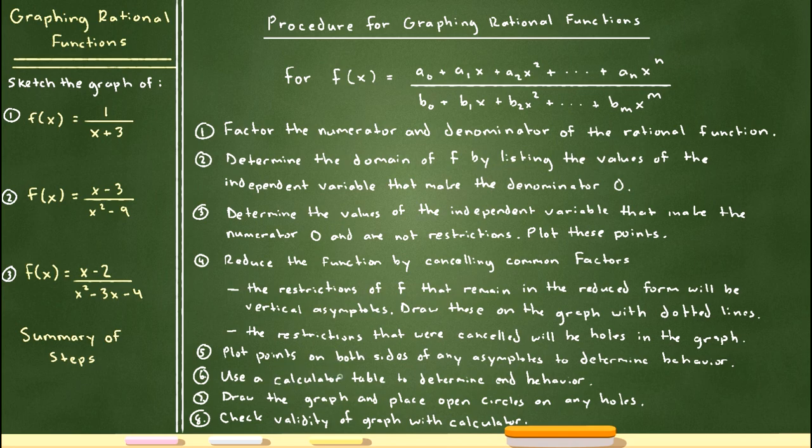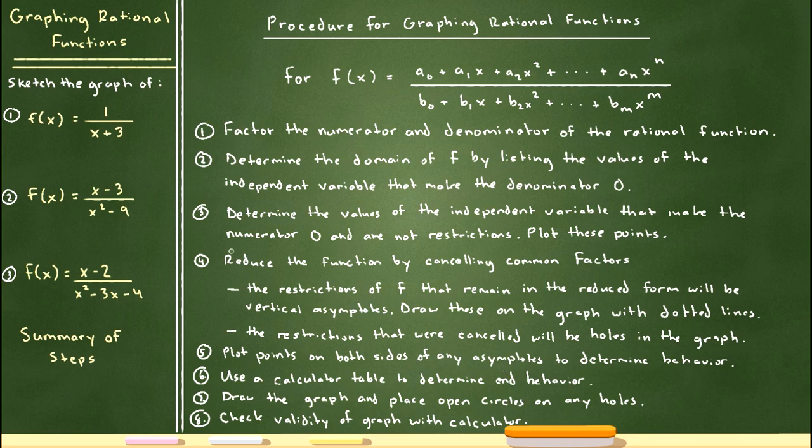Now we could use the calculator table to determine the end behavior if we wanted, but you could also use what you know about horizontal asymptotes, where when x gets really large, the y value may tend towards a certain value, which is the horizontal asymptote. So we could use that as well. But if there are any little hills or bumps along the way, it's very hard to tell, and we would need calculus to determine that. For step 7, we wanted to draw the graph and place open circles on any of the holes.